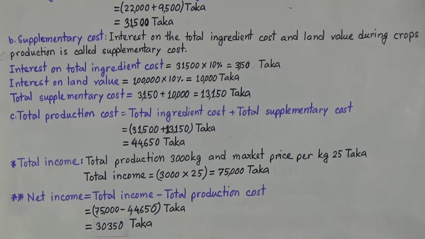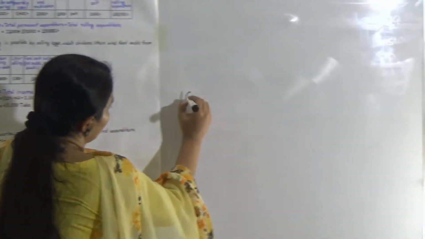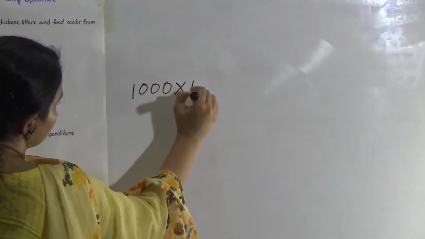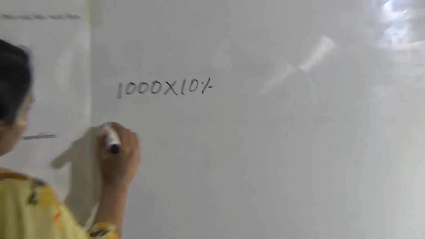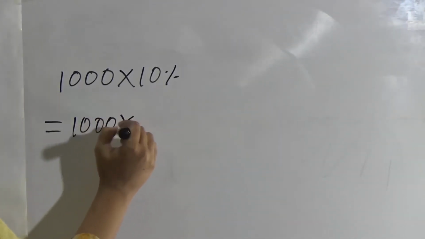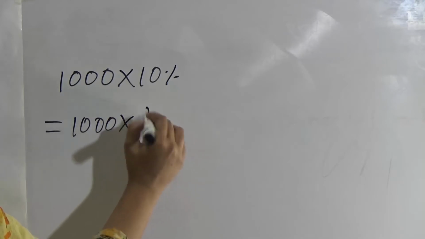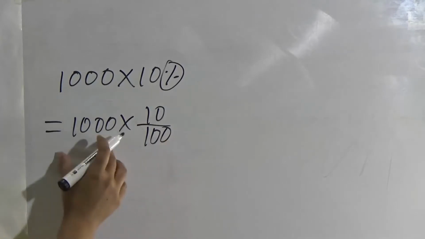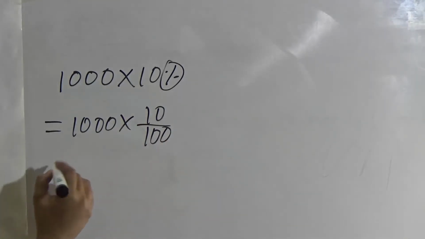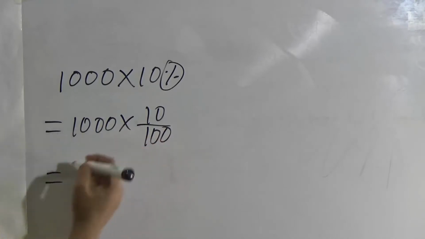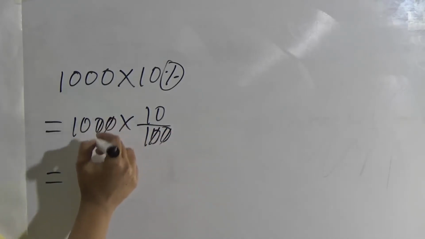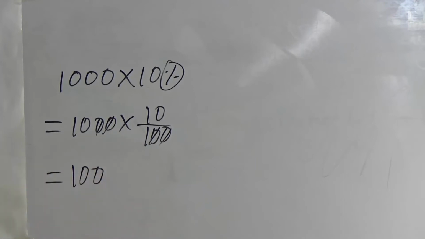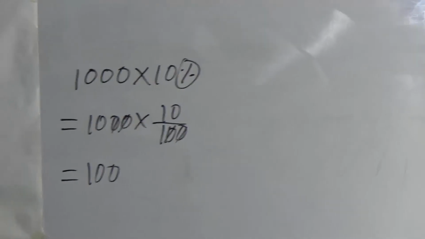And we all know how to find the percentage. Now look, my dear students, if you want to find the percentage, like 10% of 1000, how will you find it? We all know that we will divide the multiplication by 100. For this percentage we will divide by 100, and what will be our result? We will just cut two zeros. It will be 100. Just like this you will find the percent of the total ingredient cost.